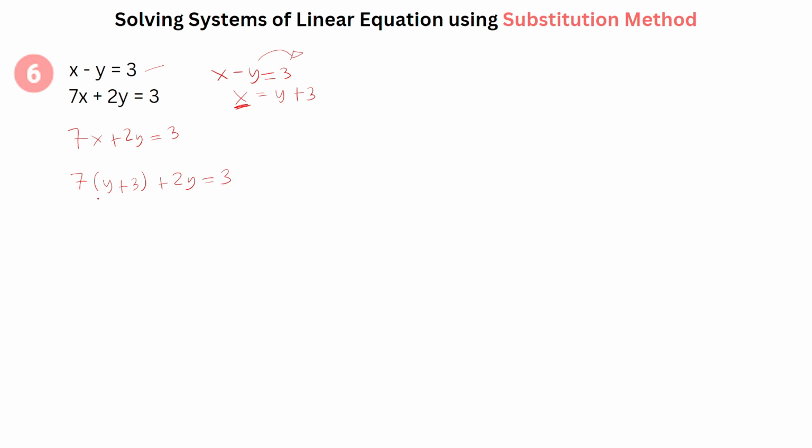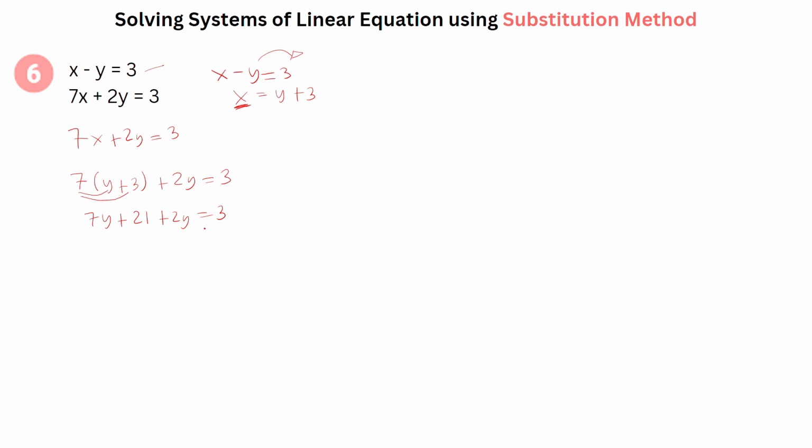Next, what do we do? Before we proceed, as you can see, we no longer have the variable x. We only have the variable y, and since it's only one variable, we can solve it already, like what we do when solving linear equations. So distribute 7 times y and then 7 times 3. 7 times y, of course, 7y, and then plus 7 times 3, that's 21, and then plus 2y equals 3.